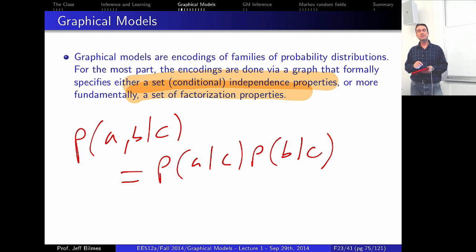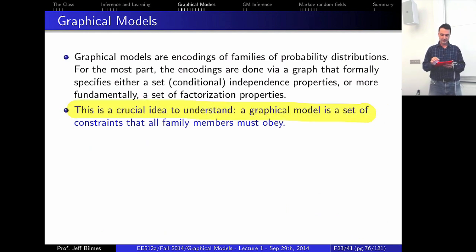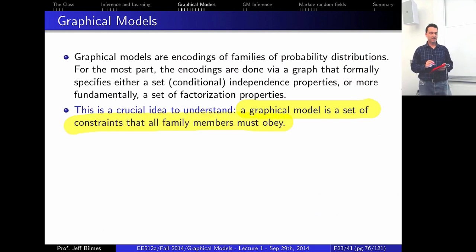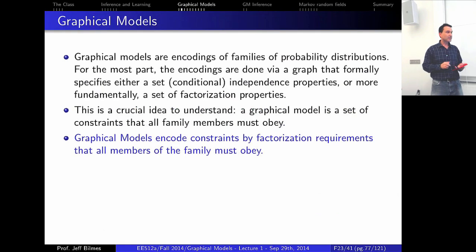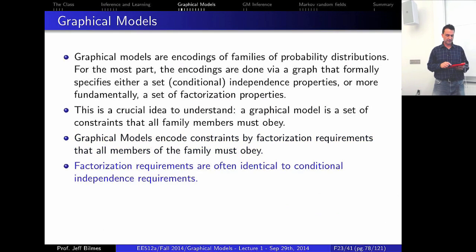But what a graphical model does is say, here's a list of factorization requirements that all members of the family must respect. This is a really critical idea to understand. If this isn't clear, please read this idea again. A graphical model is a set of constraints that all members of the corresponding family must obey. If you don't obey even one, you are not allowed in the club. You're not a member of the family. And the constraints are usually factorization requirements.